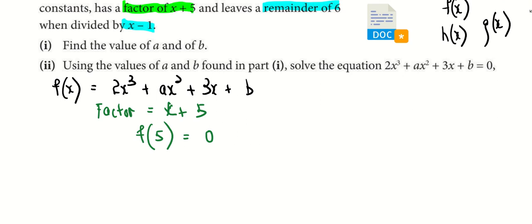Now my job is very simple. Replace all the x by 5. Sorry, not 5, but substitute -5. Alright, so let's do that now.